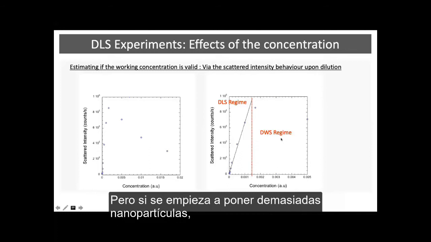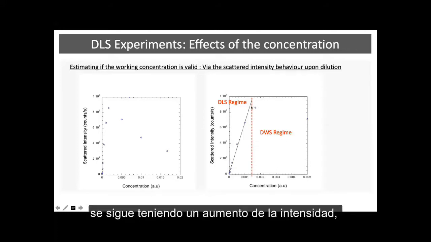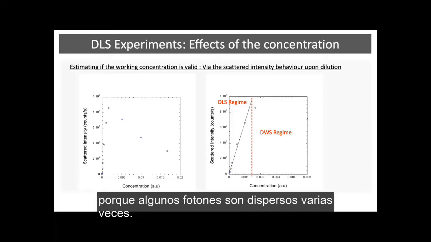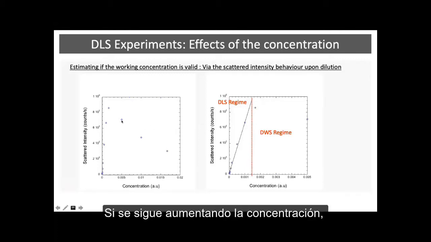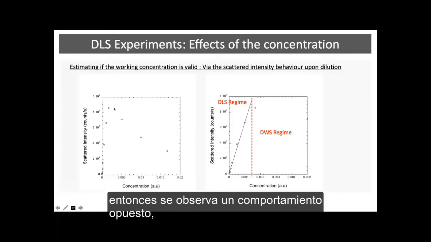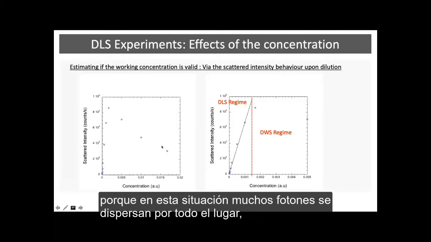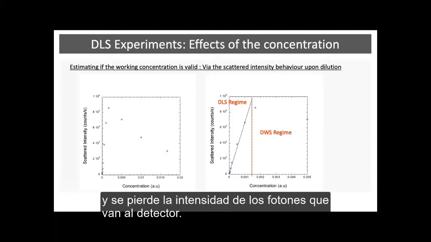But if you start to put too many nanoparticles, you will still have an increase of the intensity here, but this increase is not linear anymore with respect to the number of nanoparticles because some photons are being diffused several times. And if you continue to increase the concentration, then you really observe an opposite behavior with a decrease of the scattered intensity in one direction, because in this situation, many photons are scattered all over the place, and you lose the intensity of the photons which are going to the detector.